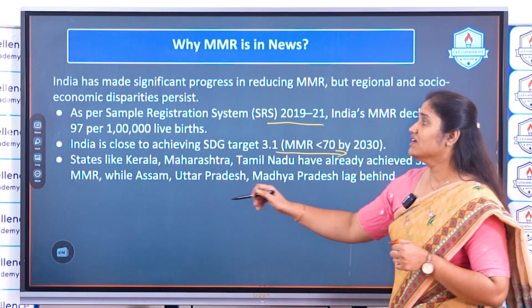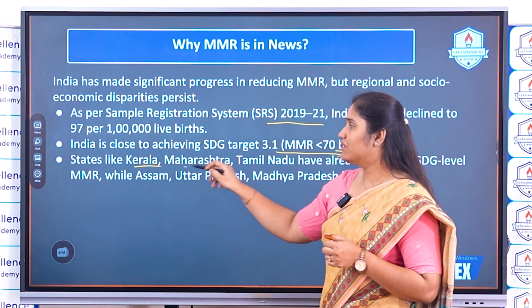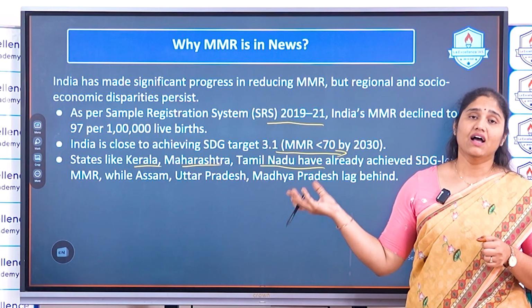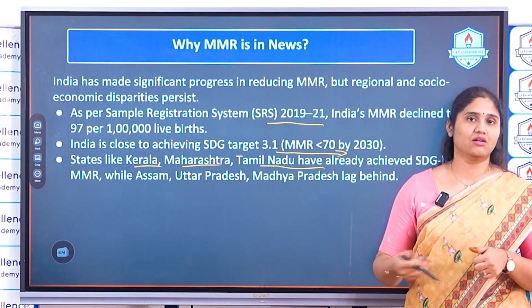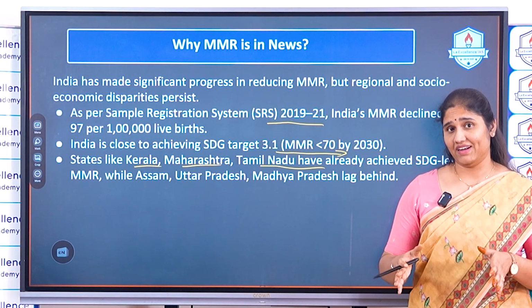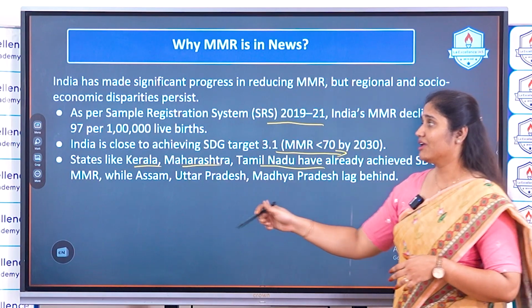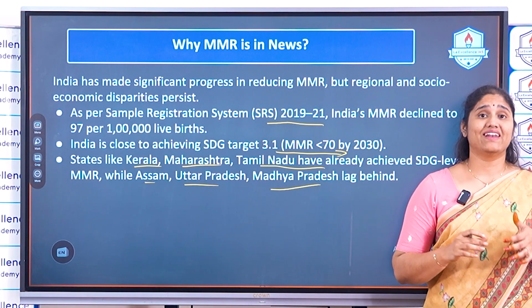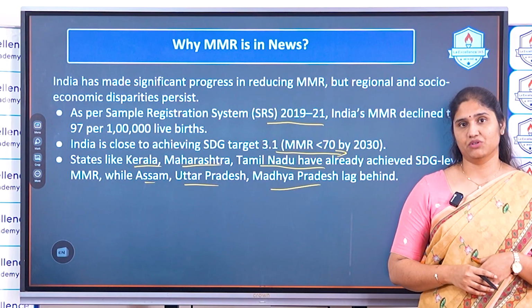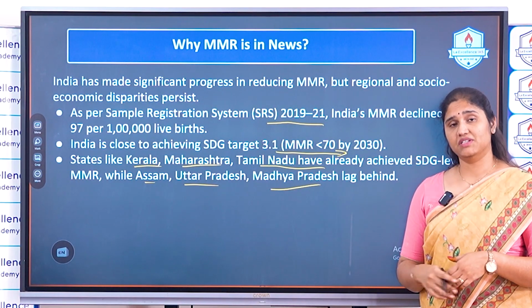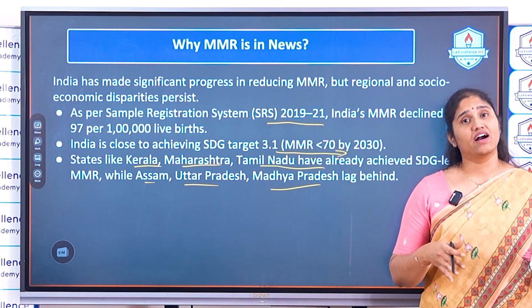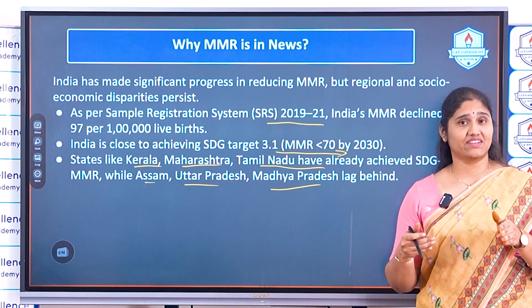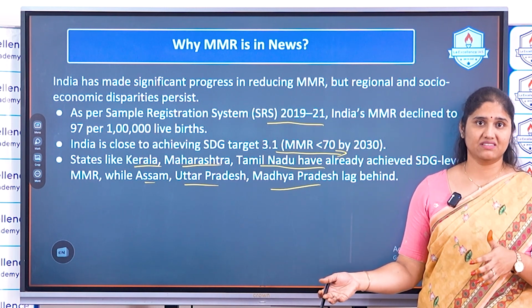For example, the states of Kerala, Maharashtra and Tamil Nadu have already reached a maternal mortality rate below 70. But some other states like Assam, Uttar Pradesh and Madhya Pradesh are lagging behind. Madhya Pradesh has one of the highest maternal mortality rates in India, somewhere around 175 deaths per 1 lakh births.